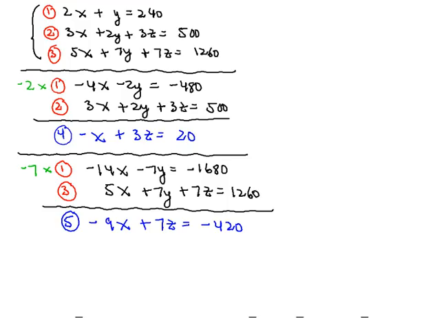Now, as the first step in solving this system, I'm going to choose to eliminate y in two different ways. To accomplish that, I'm going to first multiply equation 1 by negative 2, and that will produce negative 4x minus 2y being equal to negative 480. Equation 2 I'm going to keep the same, and if you add those two equations together, then you will get equation 4 here, which is negative x plus 3z is equal to 20. And to eliminate y in a different way, I'm going to multiply equation 1 by negative 7, producing negative 14x minus 7y is equal to negative 1,680. I'm going to keep equation 3 the same. Then adding those two equations together, we'll end up with equation 5, which is negative 9x plus 7z is equal to negative 420. So we'll next work with equations 4 and 5 to find the values for x and z.